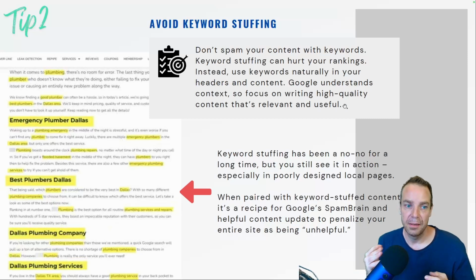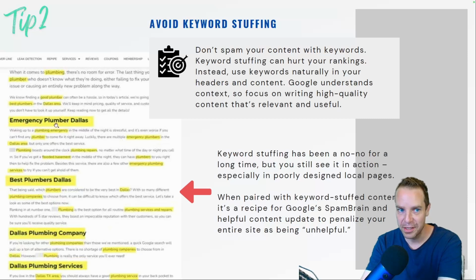Google understands context, so focus on writing high quality content that's relevant and useful. This means you should write the content yourself for the specific service and the specific location, and the keyword will come naturally into your content. And don't do it this way. Here's an image I found that is specific about keyword stuffing. Here you can see emergency plumber Dallas, and there is emergency plumber Dallas and emergency plumber Dallas, best plumbers in Dallas. So be very careful with keywords.